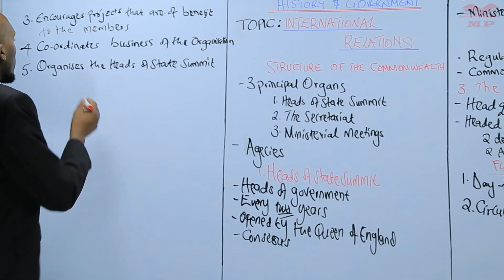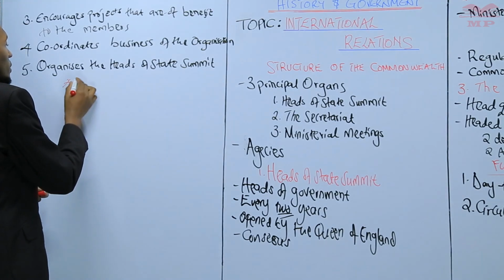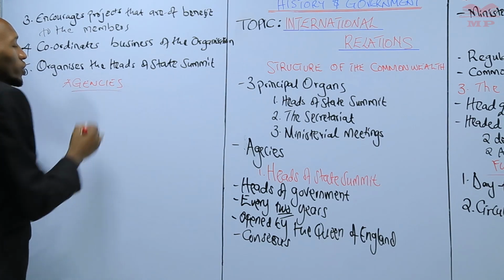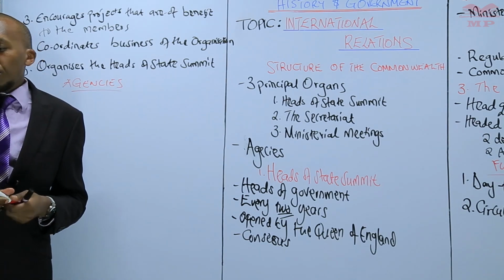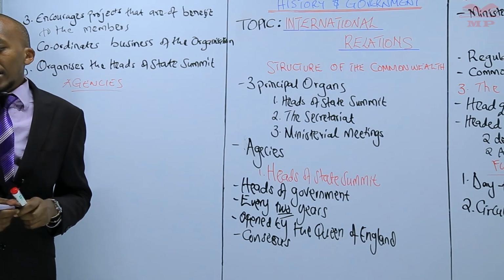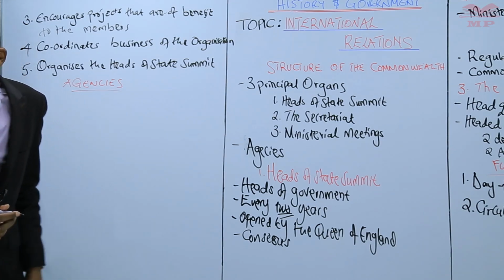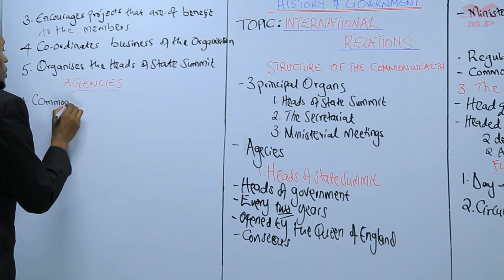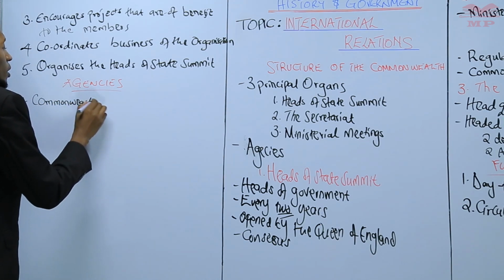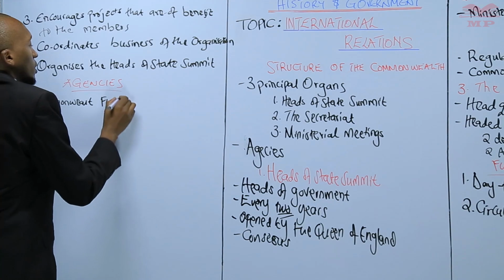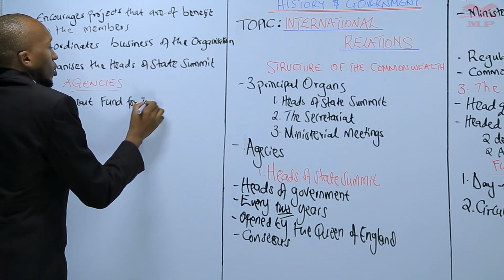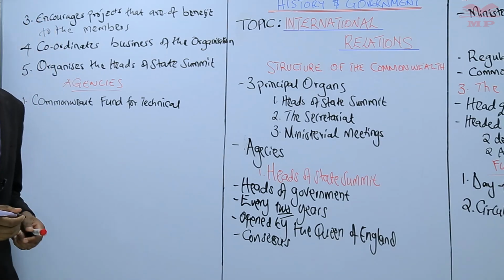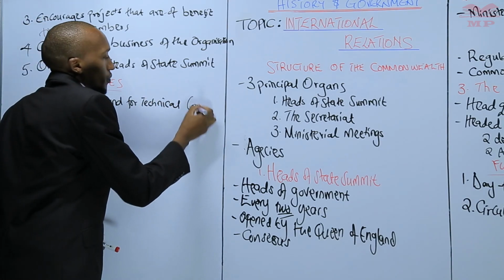So we have looked at the 3 organs. Let us now take a look at the agencies that are affiliated to the Commonwealth, or that are part of the Commonwealth. The first one is the Commonwealth Fund for Technical Cooperation.